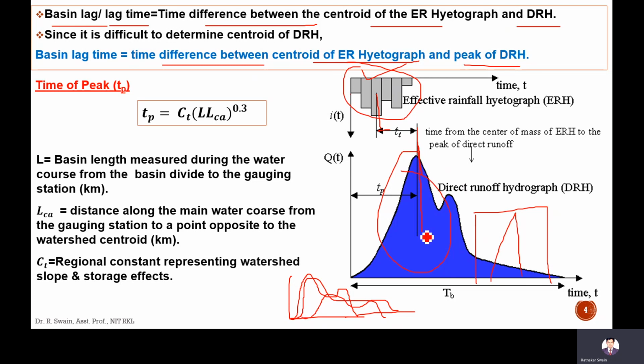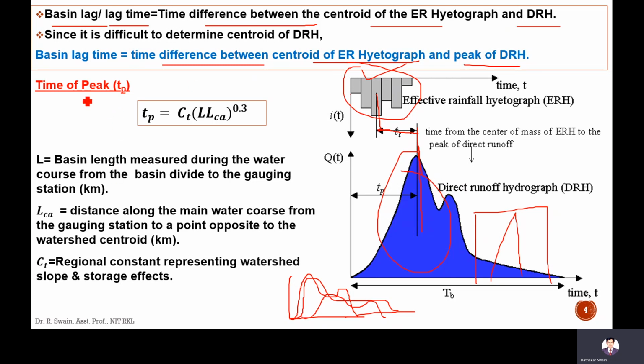The peak is considered as centroid, and the time difference between this hydrograph centroid and the peak of this hydrograph is taken as basin lag or lag time. Okay. Next is time peak.